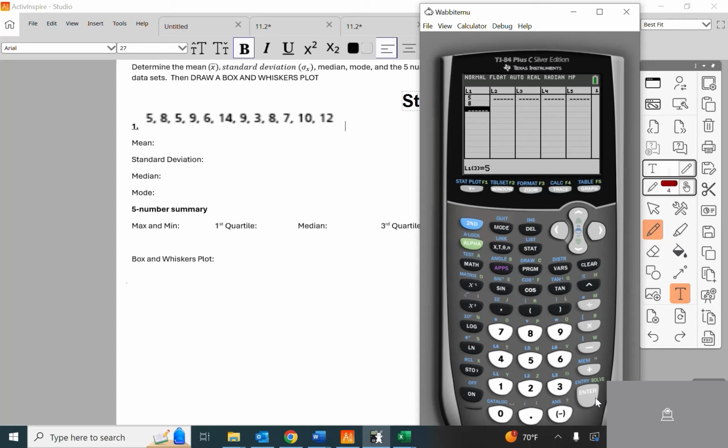5, 8, 5, 9, 6. I'm just putting the stuff in list 1 like I said. Mainly I'm just talking to myself. It means I'm either intelligent or crazy. Possibly both. Alright, checking for typos.